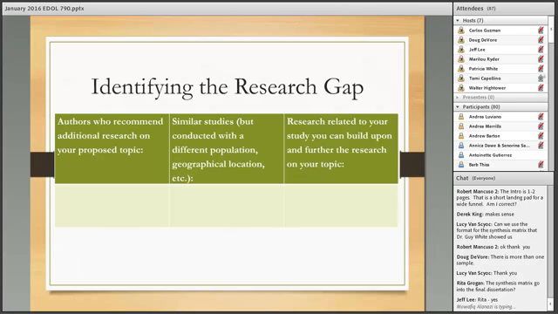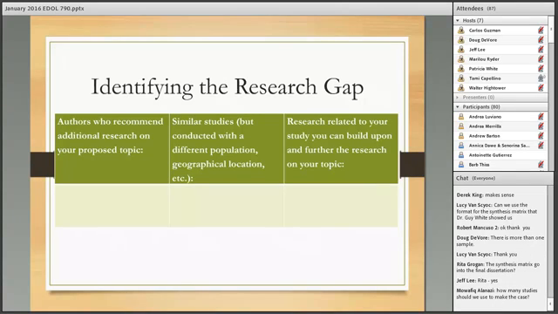So again, those are three ways to keep in mind as you're reading through the literature, because at the tail end of your problem statement, you are going to need to make it very clear for the reader what your research gap is. And in that narrative, you will likely cite authors that have recommended research or similar studies, or a study that you plan to build upon, or a combination of all three.